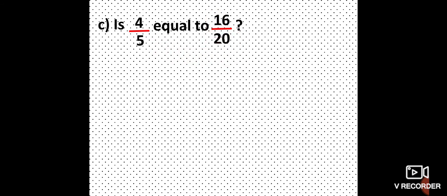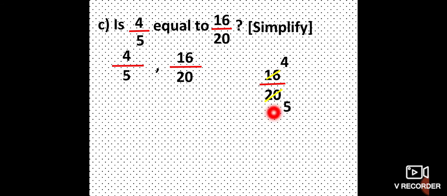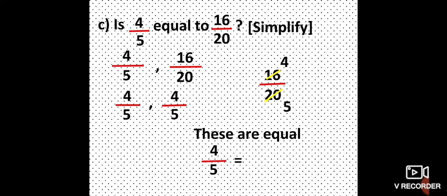First we have to simplify 16 by 20. In 16 and 20, 4 is common. In 16, 4 times 4. In 20, 5 times 4. So, instead of 16 by 20, we write 4 by 5. That is 4 by 5 and 4 by 5. Is this equal? Yes, these are equal. Therefore, 4 by 5 equal to 16 by 20.